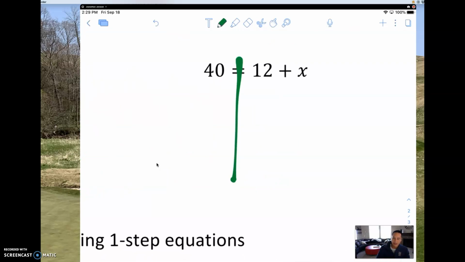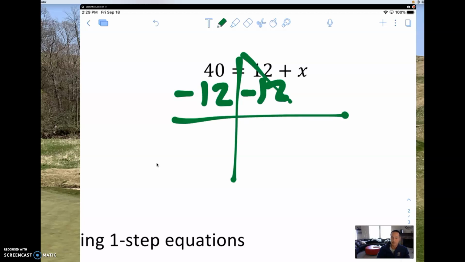And over here, we have x's on the right side this time. And to get rid of this 12, because it's a positive 12, it is adding to the x. So we want to get rid of that 12. To get rid of an adding 12, we will just subtract 12 from both sides. And then the 12s go away. 40 take away 12 gives you 28. So x would equal 28.